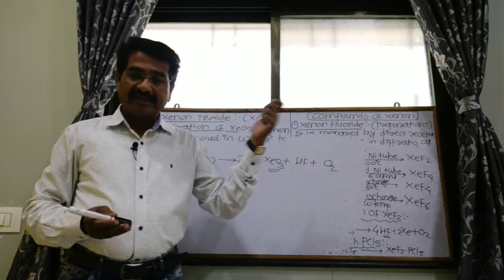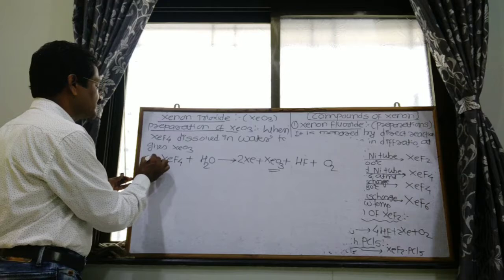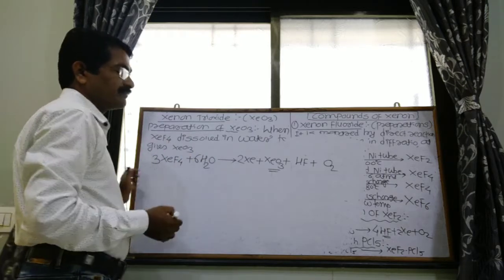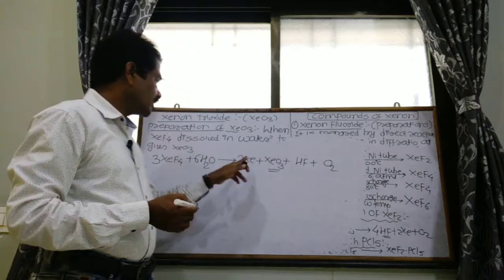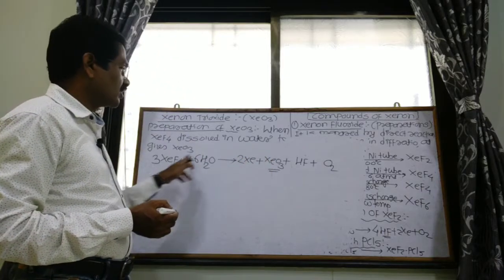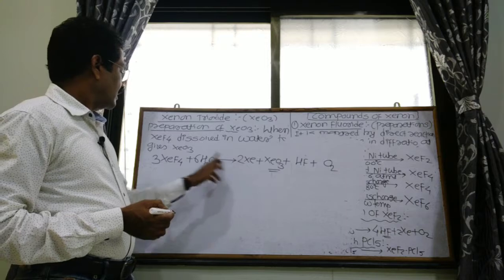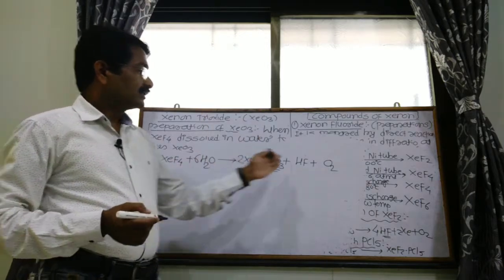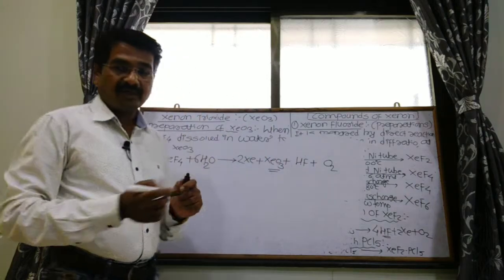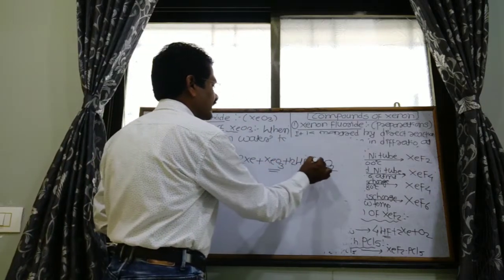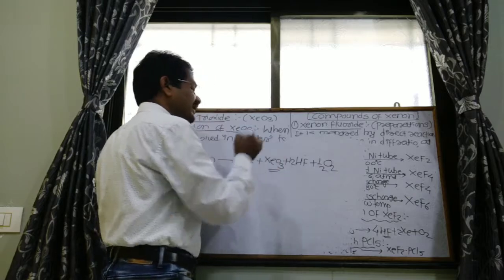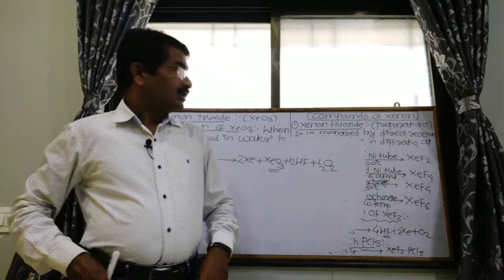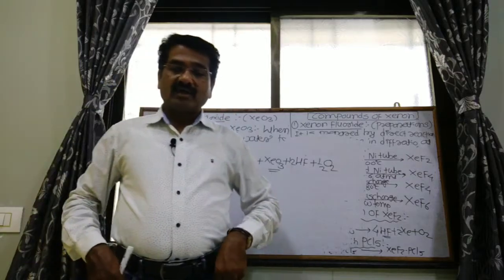Then balance the reaction. For that purpose, we require 3 moles of xenon tetrafluoride, 6 moles of water, then 2 moles of xenon, 1 mole of xenon trioxide, then 12 HF and 3/2 O2. So xenon trioxide is prepared in this way. So this is xenon trioxide.